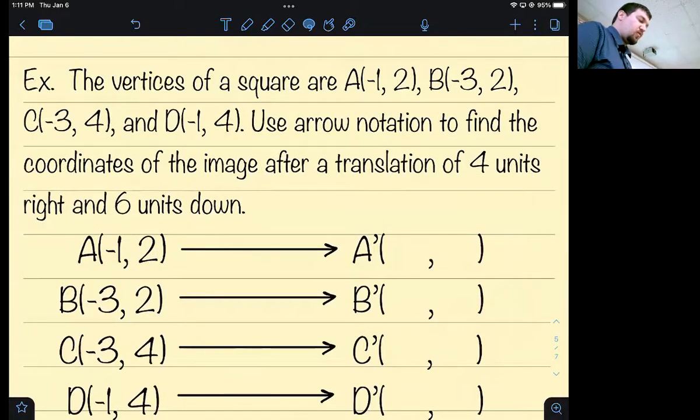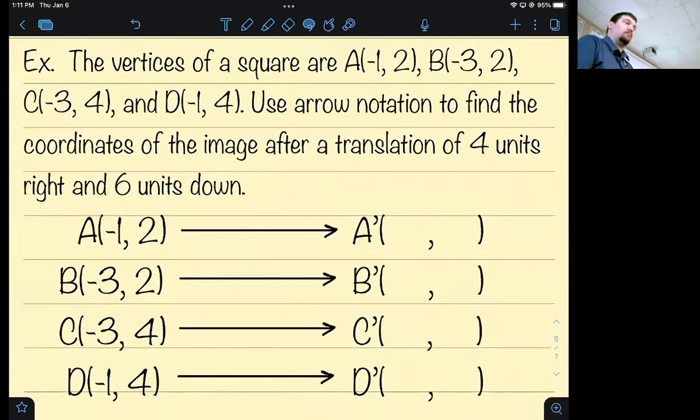The vertices of a square are, well, there. I'm not going to read all those. We'll say those are them. It says use arrow notation to find the coordinates of the image after a translation of 4 units right and 6 units down. Oh, and if I translate it 4 units right, does that affect the X or the Y coordinate? The X coordinate, you're right, because that goes left to right.